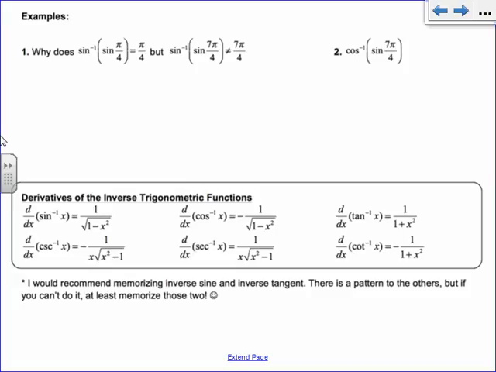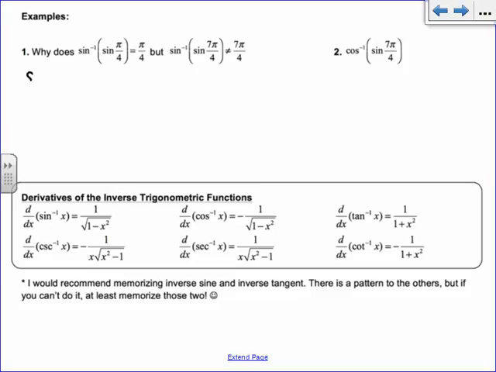All right, so that kind of leads you to some pre-calc questions. Do you guys remember things like this? Why does inverse sine of pi over 4 equal pi over 4, but inverse sine of 7 pi over 4 doesn't equal 7 pi over 4? Yeah, negative pi over 2. Exactly, it's not on that domain.